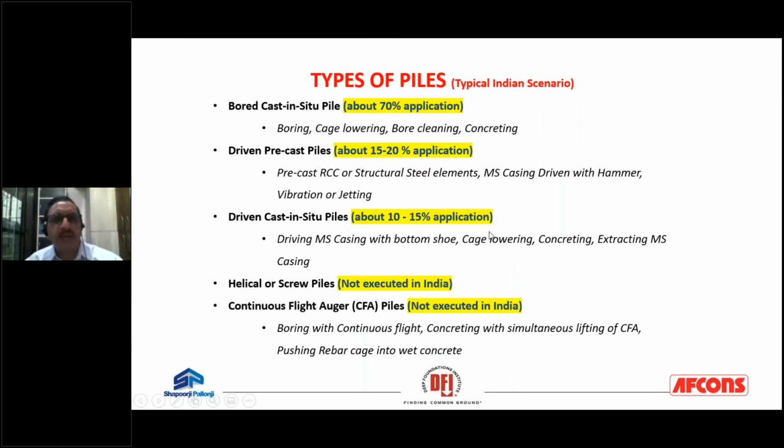I come to the types of piles which are normally used and popular in India. One is the bored cast in situ pile, which occupies about 70% of applications. Driven cast in situ pile with 15 to 20% application. Driven precast pile, in fact, with 15 to 20% application. And driven cast in situ pile with 10 to 15% application. And yes, there is a huge scope of application for the continuous flight auger pile. They are not executed presently in India.